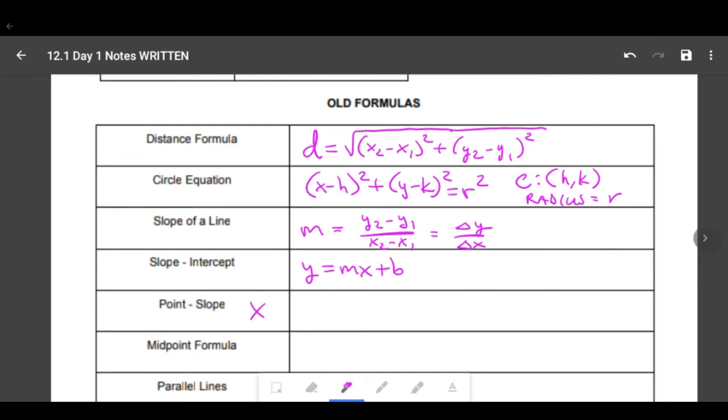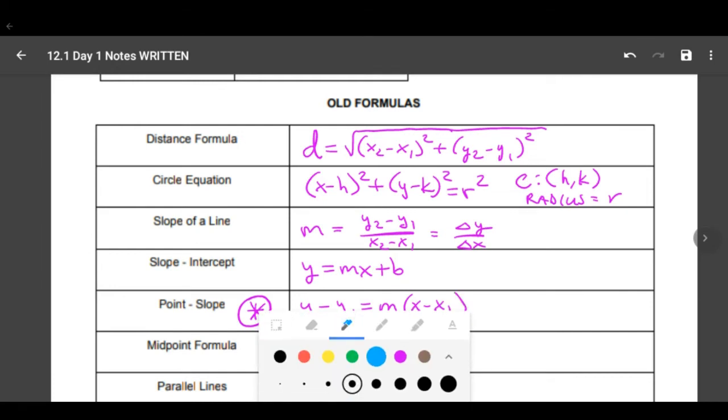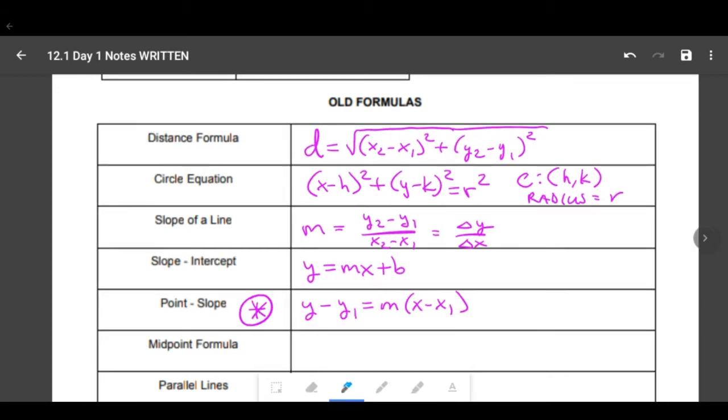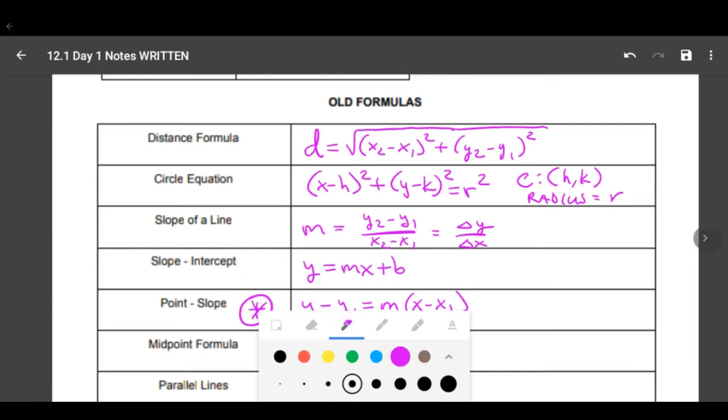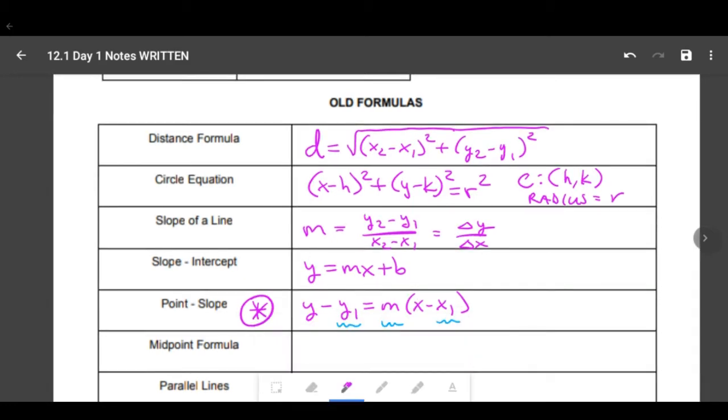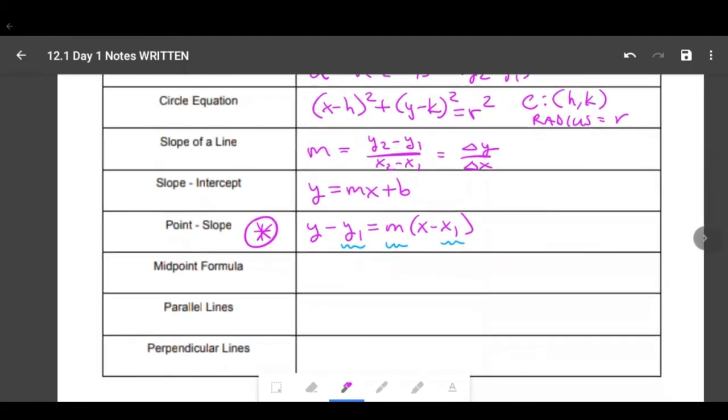Point-slope, this is one, especially for you guys that take calculus next year, you will use often. So make sure you memorize it if you haven't done so already. It is y minus y1 equals m times (x minus x1). And the values that get replaced in this are y1, m, and x1. So hopefully you've done that last year. If not, we will get to that in a little bit to show you how to use that, because that is, again, an important formula that you will use in calculus next year besides this year.